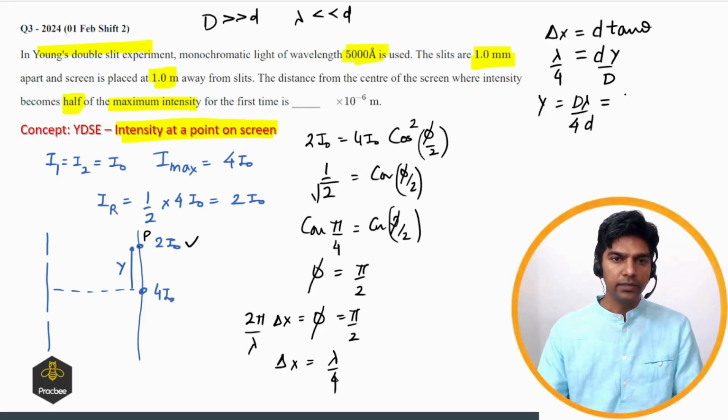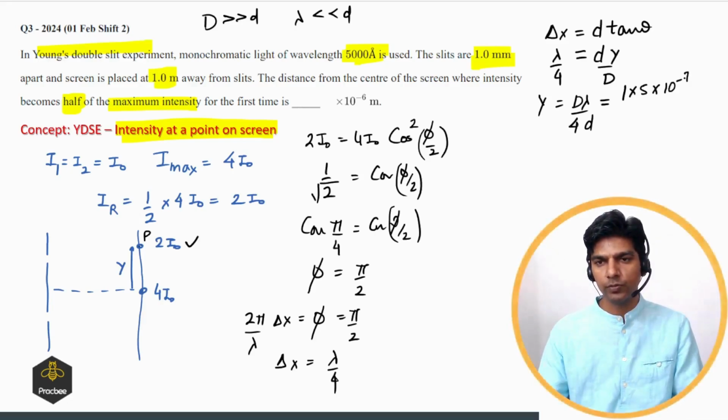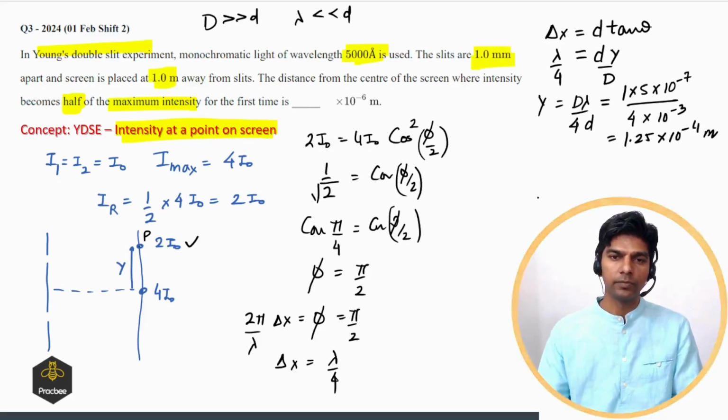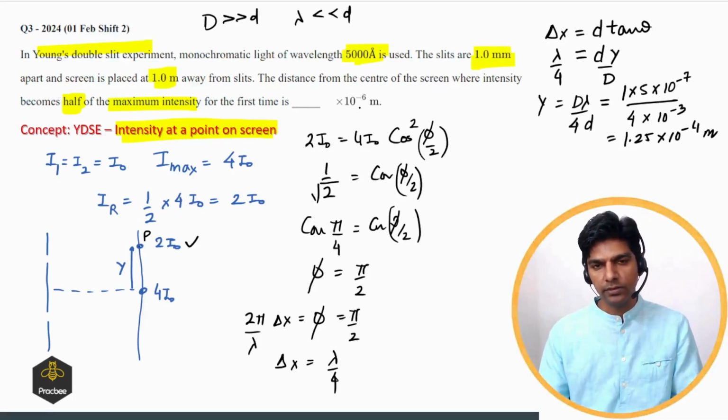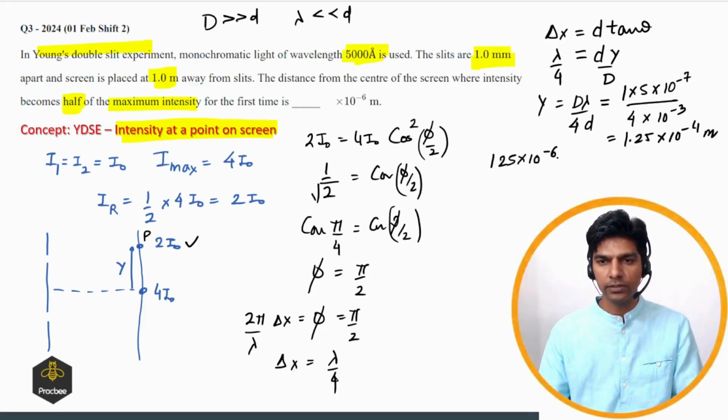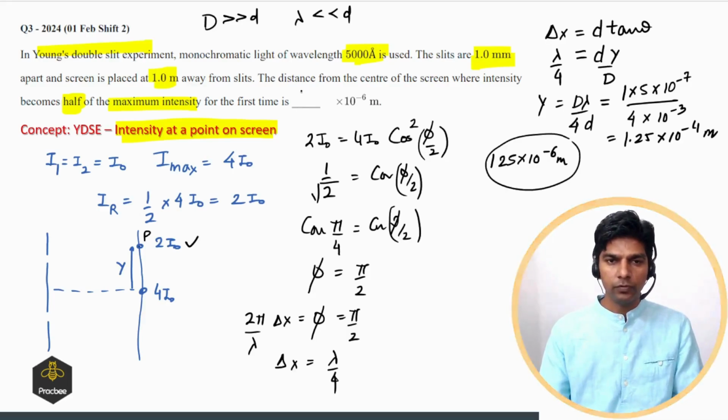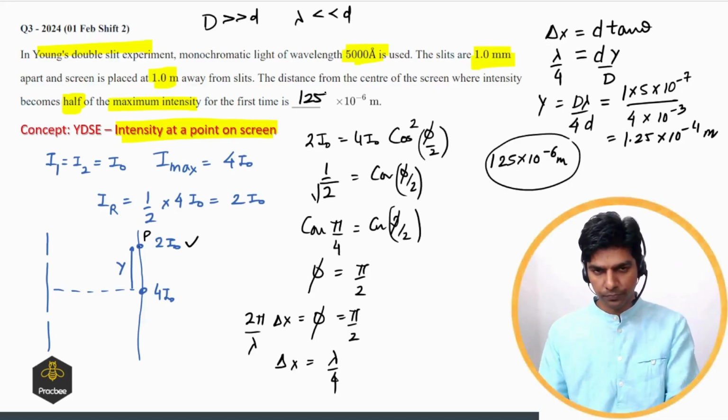Now capital D is given as 1 meter, lambda is given as 5000 angstrom, which will be 5 into 10 raised to power minus 7 meters, divided by 4 into d, and d is given as 1 millimeter, so 10 raised to power minus 3. So this comes out to be 1.25 into 10 raised to power minus 4 meters. So we have to find the answer in the order of 10 raised to power minus 6. So that will become 125 into 10 raised to power minus 6 meter. So 125 is the answer of this question.